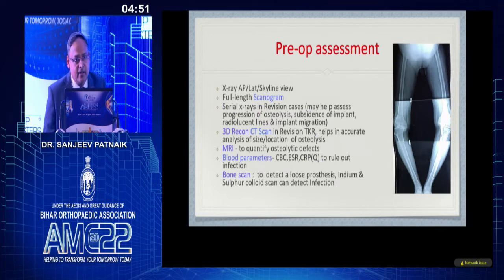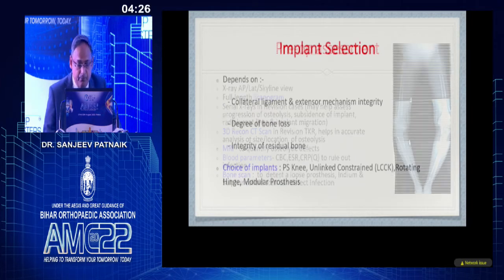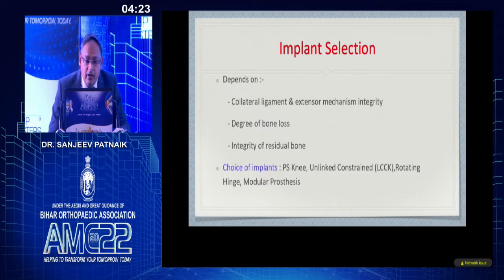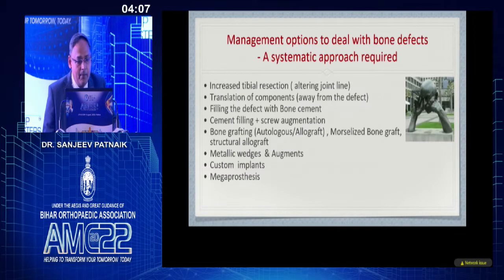The preoperative assessment, as with any total knee arthroplasty, needs full x-rays, full scanograms, and serial x-rays are sometimes required in revision cases to see the progression of osteolysis, subsidence of implant, radiolucent line and implant migration. Sometimes 3D CT scan is also helpful. MRI can quantify the osteolytic defect, and bone scans may also show if the infection is incipient. Now, implant selection depends on collateral ligament and extensor mechanism integrity, the degree of bone loss, and integrity of residual bone. The choice of implant usually is a PS knee, or maybe an unlinked constrained knee, or a rotating hinge, or lastly, a modular prosthesis.